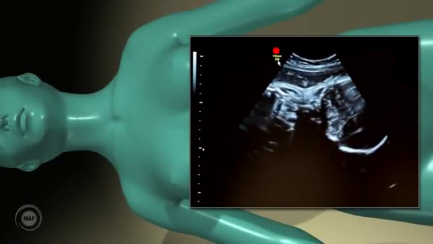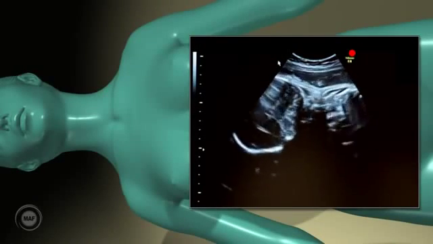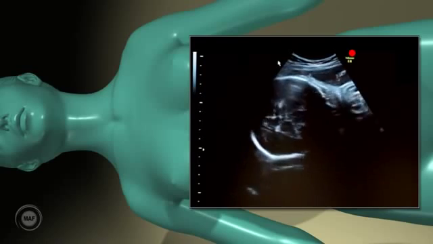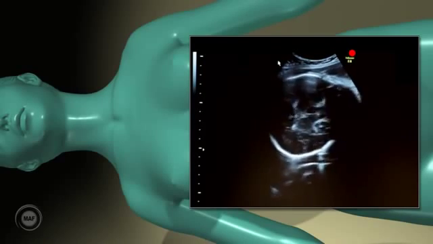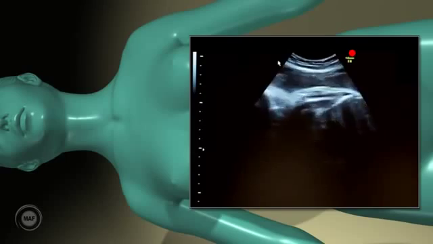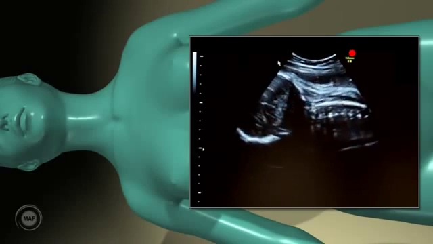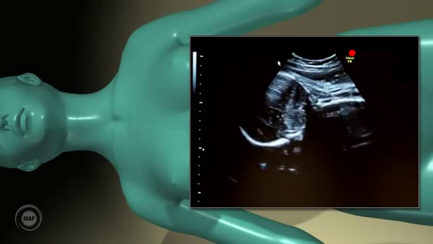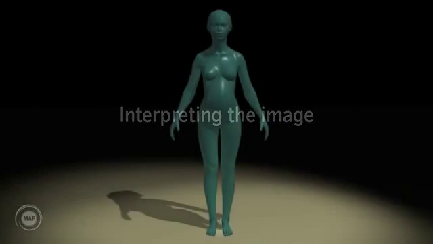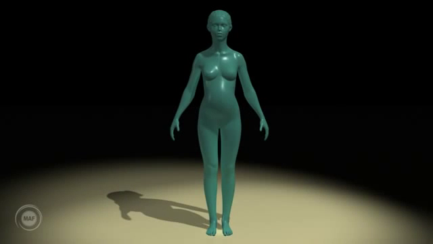Understanding these principles of orientation is important, otherwise it can lead to confusion. For example, where a cephalic presentation could be mistaken for a breech, and vice versa. Interpreting the image. There are various positions of the back for cephalic or breech presentation.